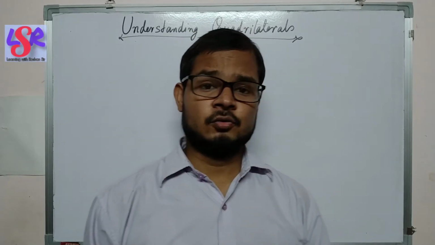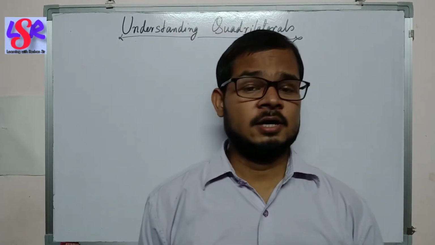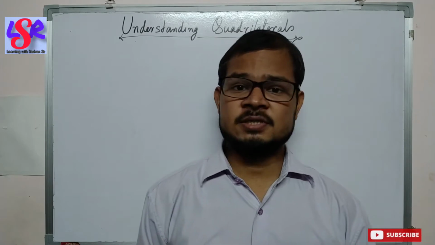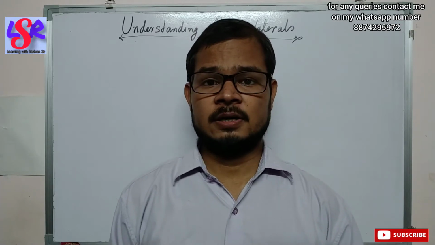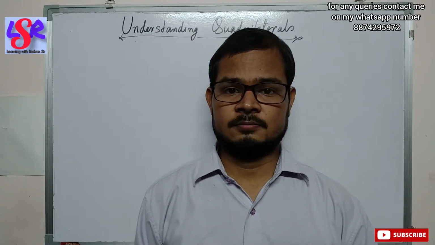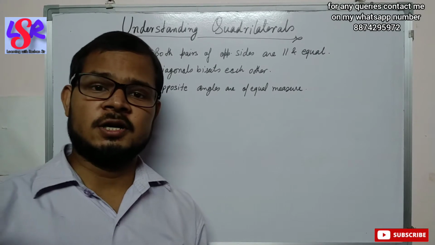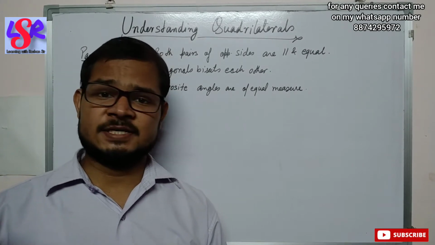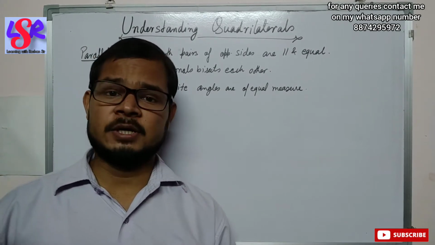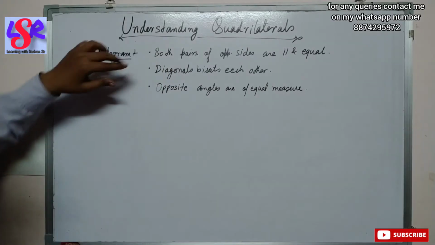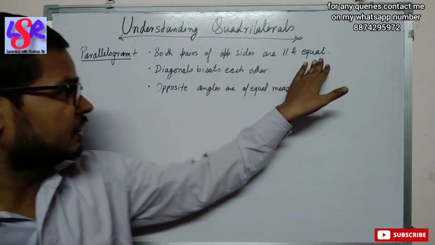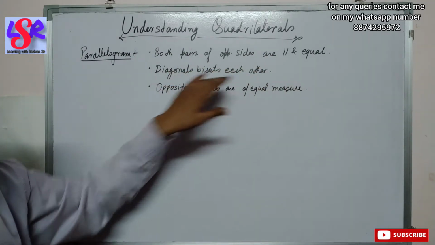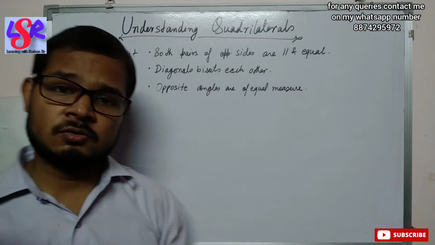Everyone, here we are going to continue with the topic understanding quadrilateral, and we'll be doing the third part of this chapter. Here we are going to discuss the various types of parallelogram. Before going for the various types of parallelogram, let's see what is a parallelogram. A parallelogram is a quadrilateral in which both pairs of opposite sides are parallel, and we have a few properties of a parallelogram. The very first one is both pairs of opposite sides are parallel and equal. Then diagonals bisect each other and opposite angles are of equal measure.